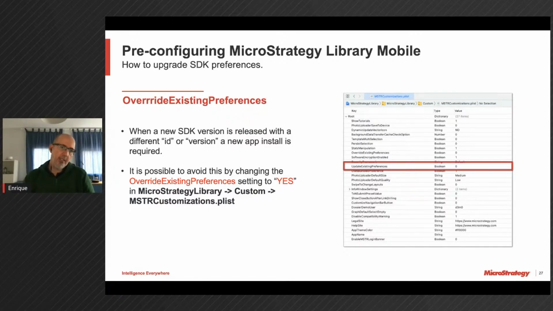The override 16 preferences setting. Well, this setting is located in the MicroStrategy custom MSTR customizations build-list file. When this setting is set to 1, we're telling MicroStrategy Library to override the settings of the already installed application and take into account the new settings. Next, please.